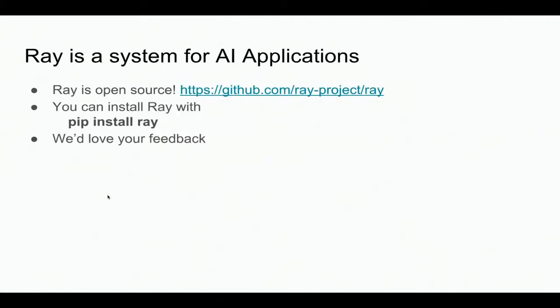To conclude, Ray is a system for AI applications. It is open source on GitHub, as is all software that we are developing. And you can install it now, also via pip install, very easy. And obviously, we'd love your feedback, and we're looking forward to going through the exercises with you. And yeah, thanks.